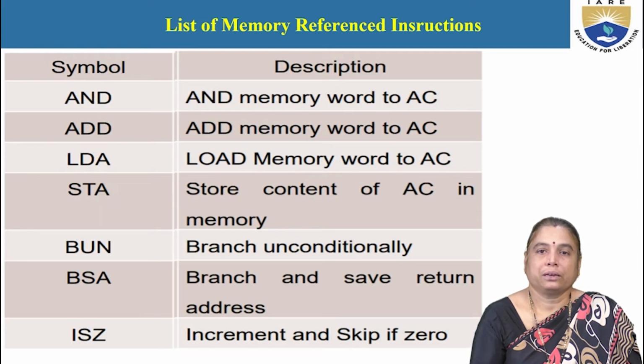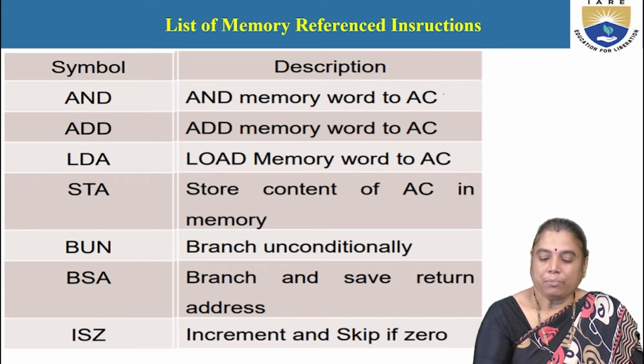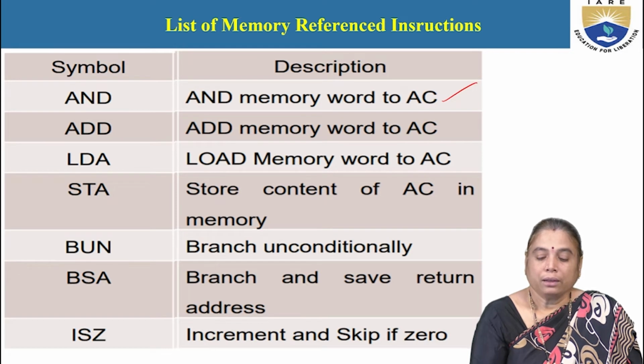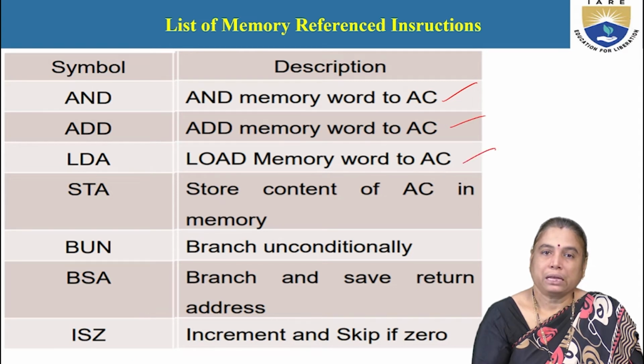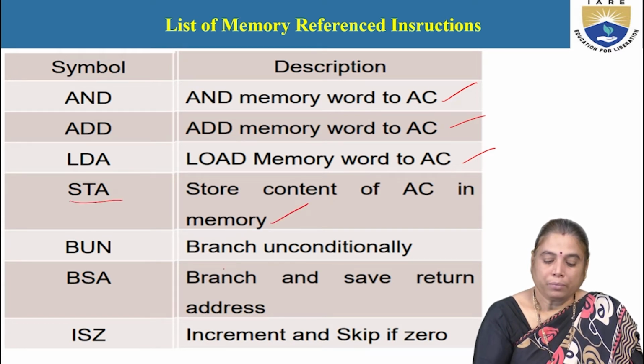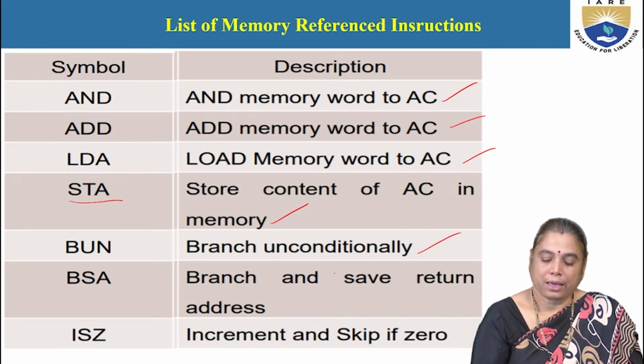The list of instructions that come under the category of memory referenced instructions are: AND, AND memory word to the AC, where the logical AND operation is performed. The second instruction is ADD, add memory word to the AC, where arithmetic addition is performed. LDA means load memory word to AC. STA, store content of AC in the memory. BUN, branch unconditionally. BSA, branch and save return address. ISZ, increment and skip if 0. So these are the instructions available under the category of memory referenced instructions.